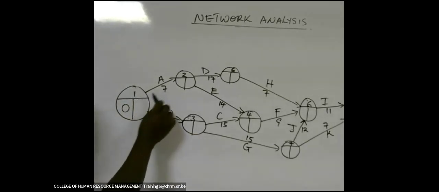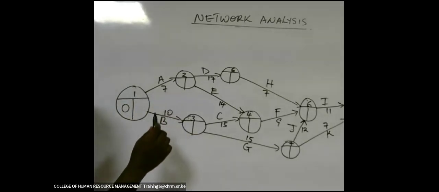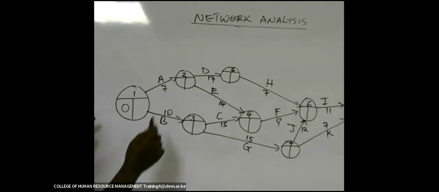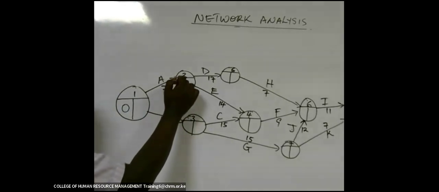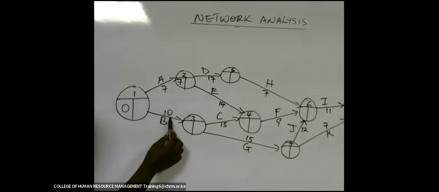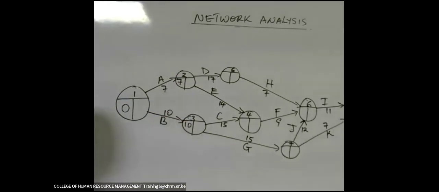Then activity A will take 7 days. Is it weeks or days? I think they are weeks. So if it takes 7 weeks, it will be completed after 7 weeks. This one takes 10 weeks, it will be completed after 10 weeks.